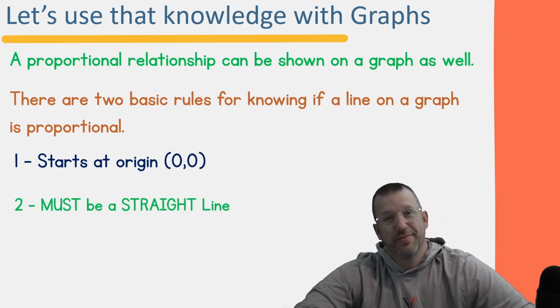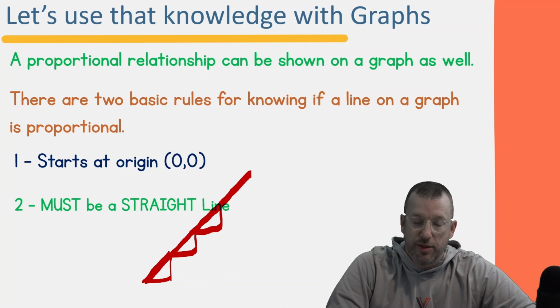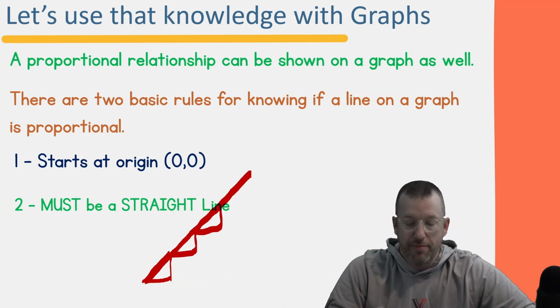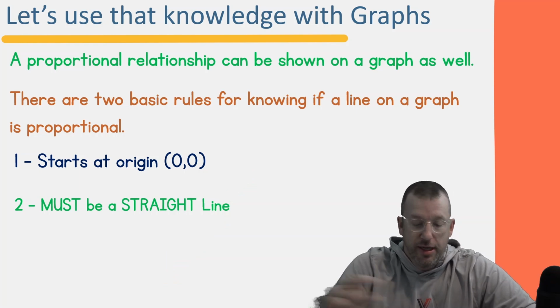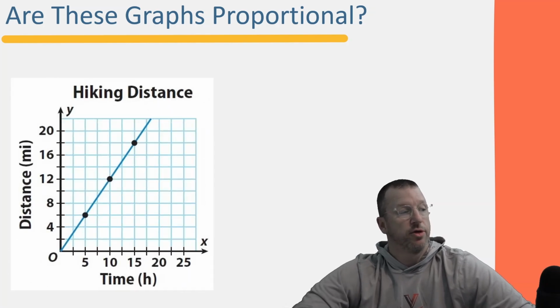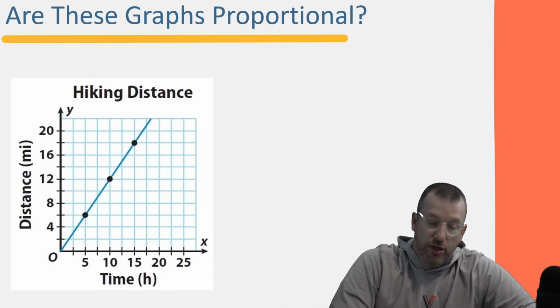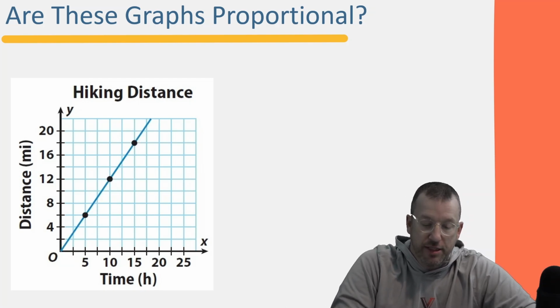And the second thing, it has to be a straight line, because for every one we go up, we're going the same amount at each one. So if we're climbing steps, we're going to form a straight line. If you plot points, you can kind of see that, all right? So it has to start at the origin, and it has to be a straight line. Let's see some examples. Are these graphs proportional? Okay. Starts at 0, check, and it is a straight line. So that is proportional.